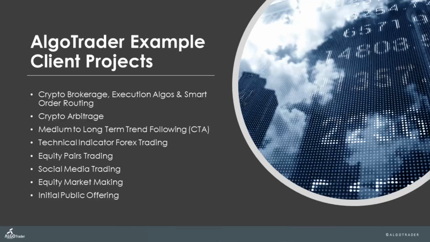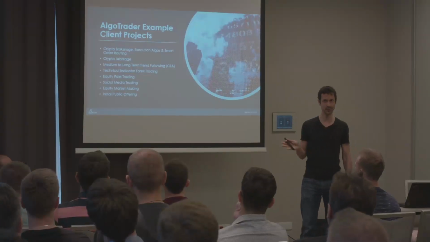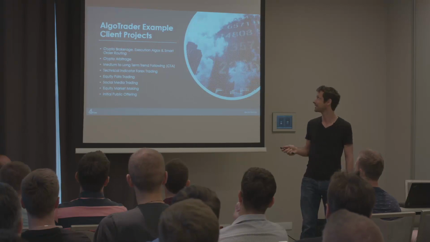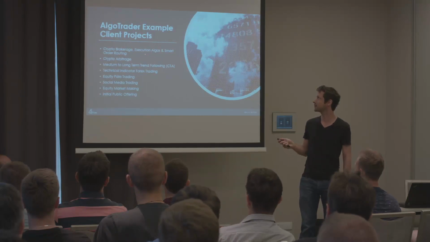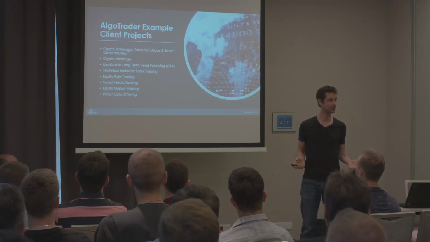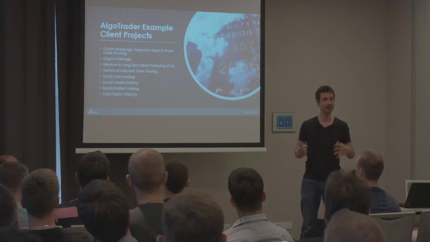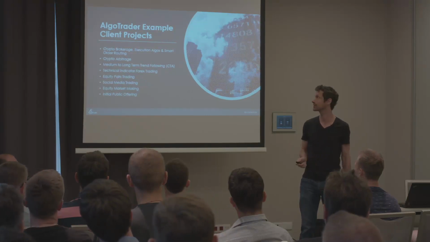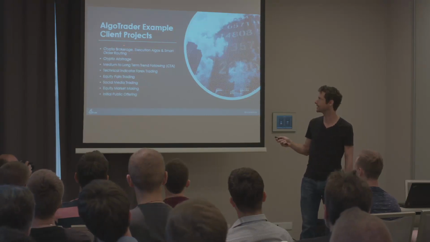So just some examples of the kind of strategies that we have implemented in the past. We've got two large crypto brokers in Switzerland. I think one of them has a trading volume of roughly $500 million US per month. And in these cases, it's mostly about execution algos, so breaking down large orders into smaller ones so that the market isn't aware that you're actually trying to sell or buy these big positions. And we can automate that.